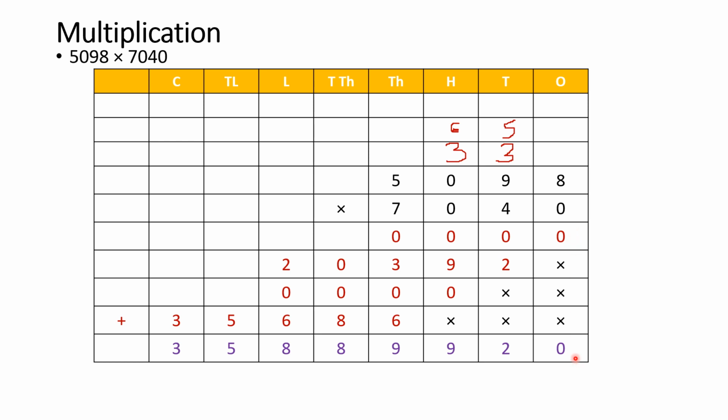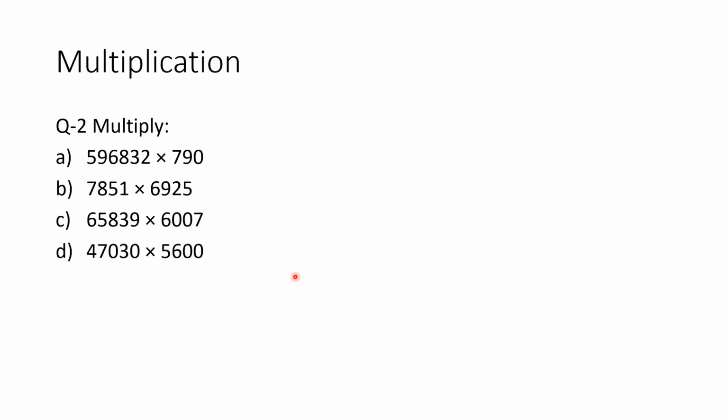0. So here is 0. 0 plus 2, 2. 0 plus 9, 9 plus 0, 9. 0 plus 3, 3 plus 0 equals 3, and 3 plus 6 equals 9. 0 plus 0 equals 0. 0 plus 8 equals 8. 2 plus 0 equals 2. 2 plus 6 equals 8. Then 5 and 3. So your product will be, yes, 3 crore 58 lakh 89,920. Now again it is practice time.